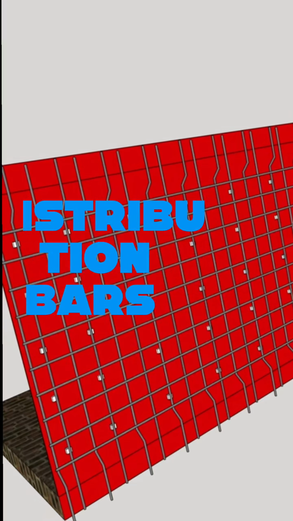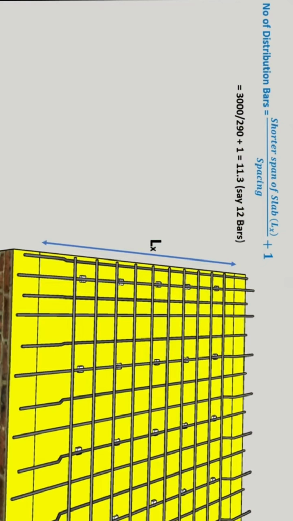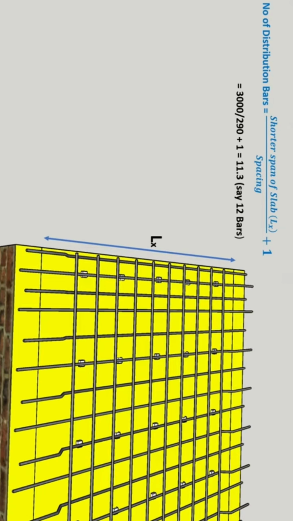Now we need to calculate distribution bars. Number of distribution bars is equal to shorter span of slab by spacing plus 1. Shorter span is 3000 mm, spacing 290 mm, plus 1, that is equal to 11.3, say 12 bars.